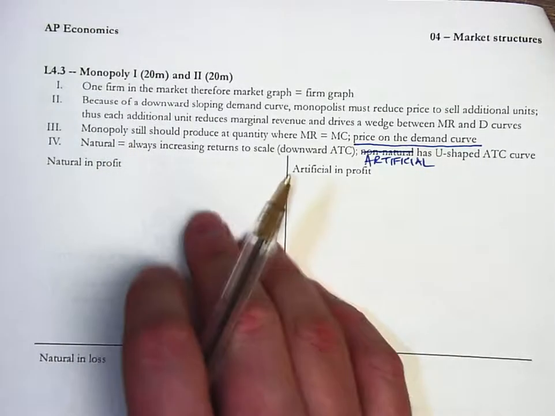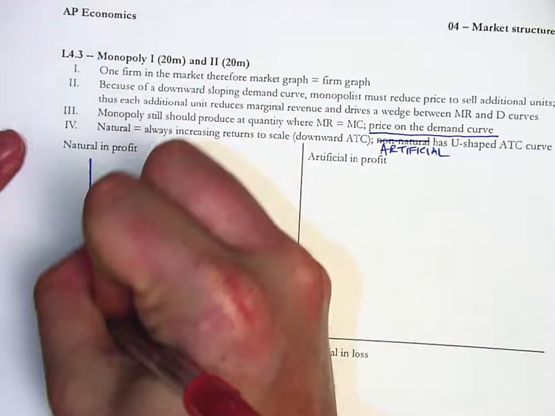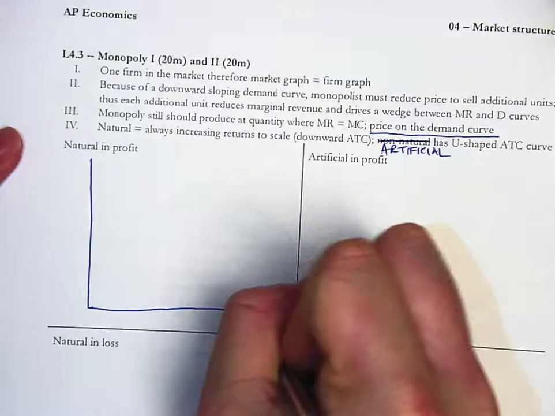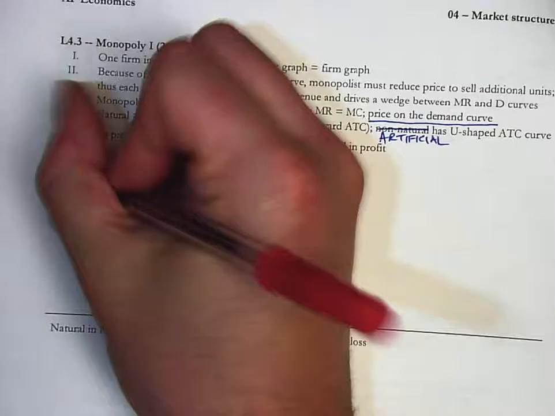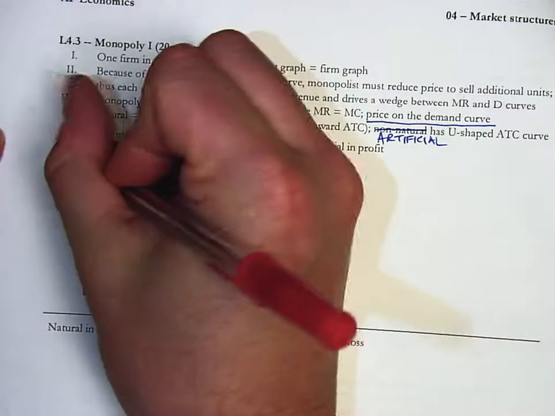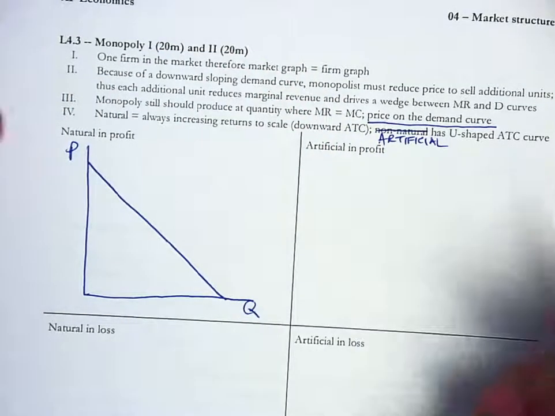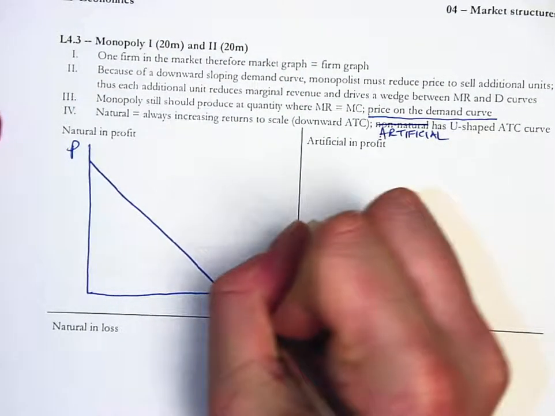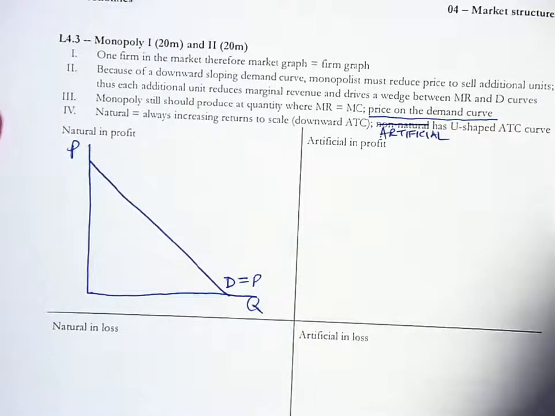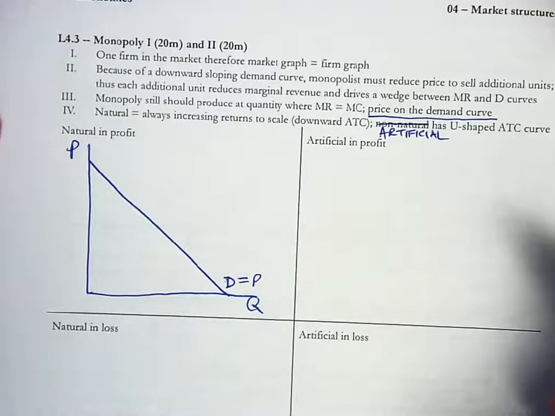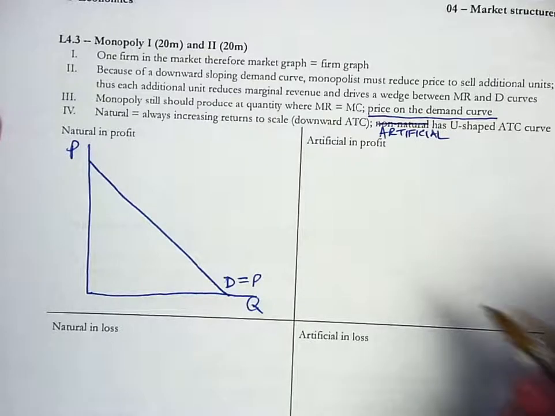And it might help if we look at a graph. So here's a natural monopoly, and we're going to do it in a profit first. Price and quantity. And because it's the market, we have a downward sloping demand curve. And we said that the demand curve equals the price, right? That's where you kind of get the price from, is the other way to think about that.